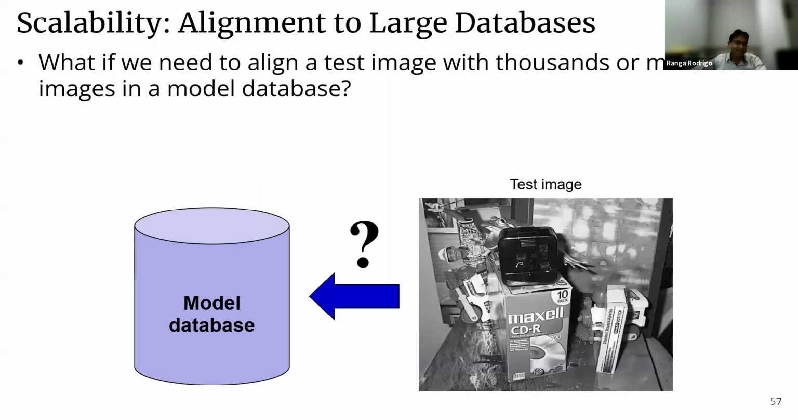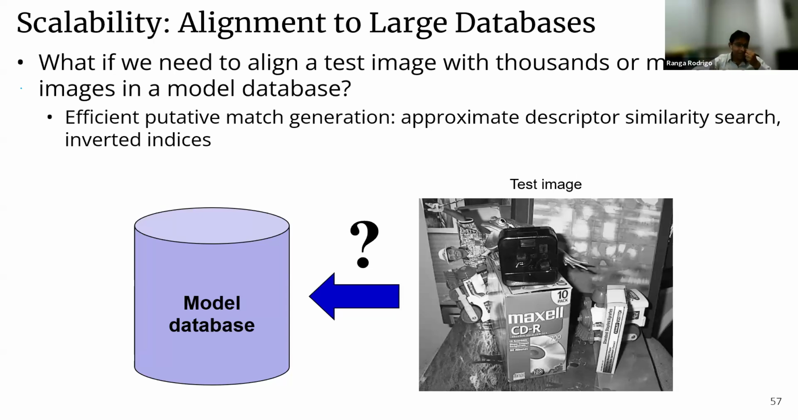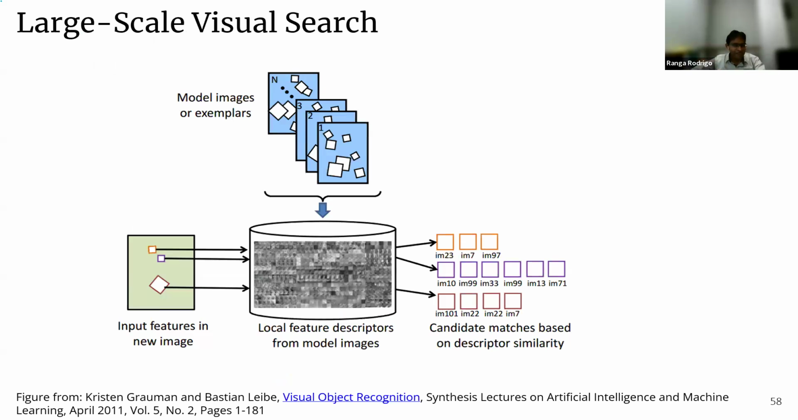So alignment with large databases is the thing. Those days before deep learning came, when you gave an image to Google to find similar images, these were the techniques that they used. So what if we need to align a test image with thousands and millions of images in a model database? Efficient putative match generation, approximate nearest neighbor similarity search, or inverted indices is required. So let's see what that means. So, large scale visual search.